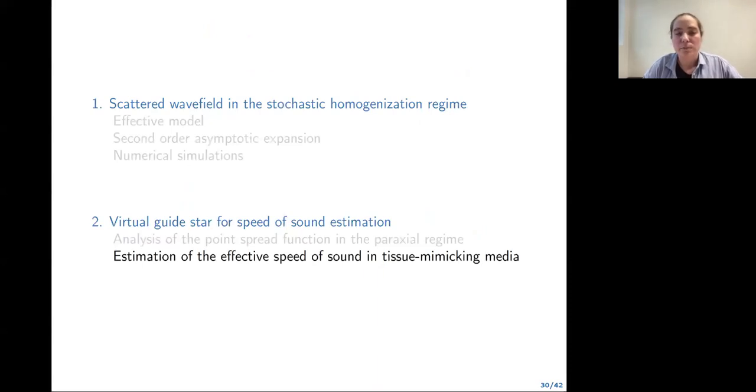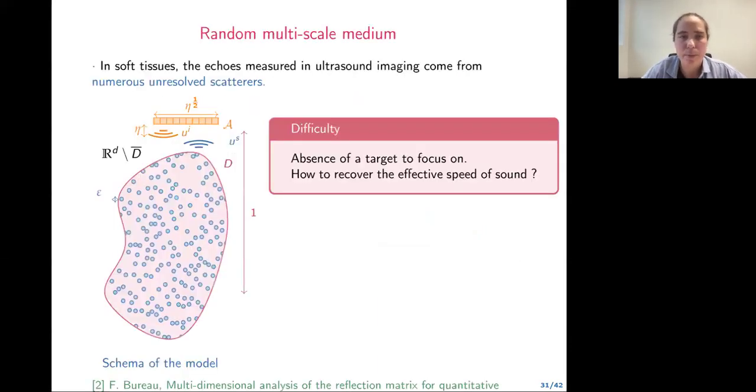Okay, so now let's go back to our random multiscale medium. So as I said in the introduction, in soft tissues, the echoes don't come from big, bright scatterers, they come from numerous unresolved scatterers. And so the difficulty is that we don't have any target to focus on, just as before. So how do we recover the effective speed of sound with the same principle?